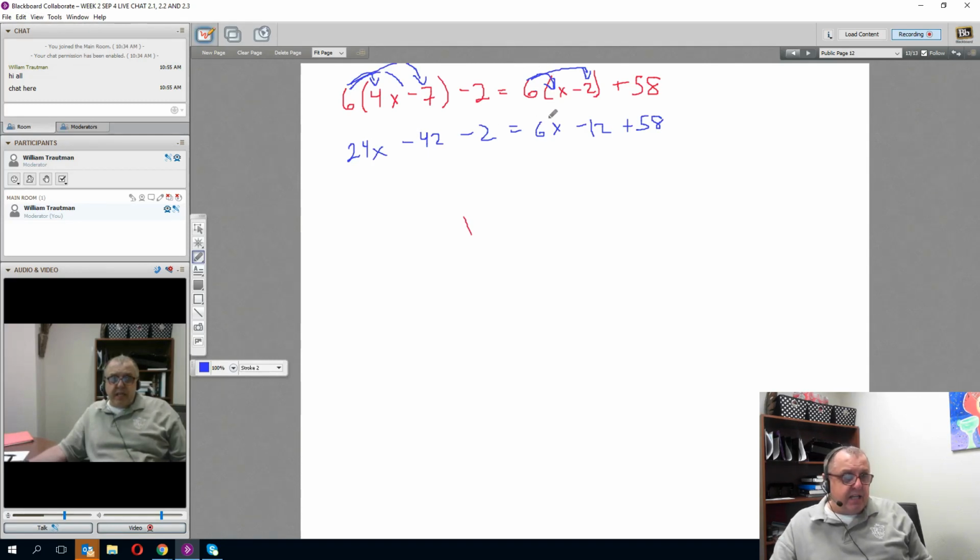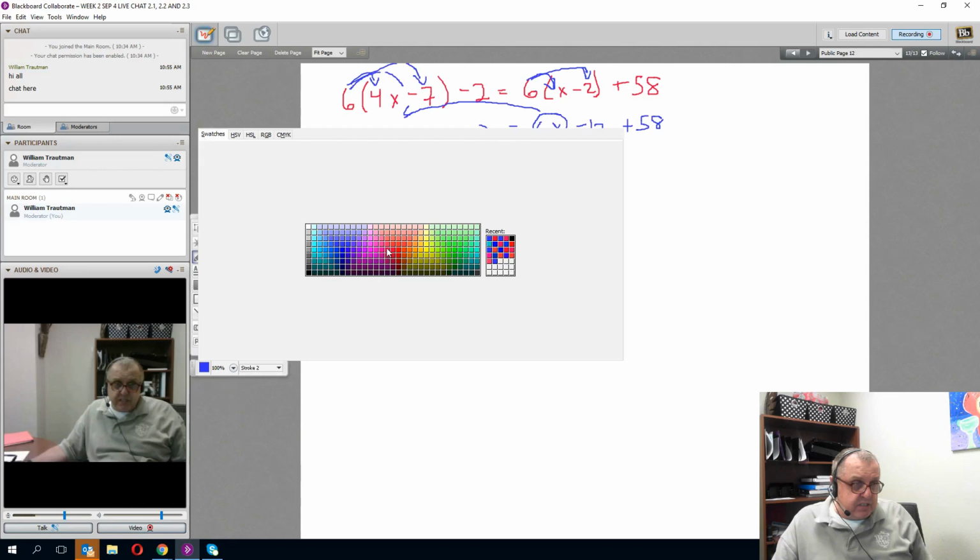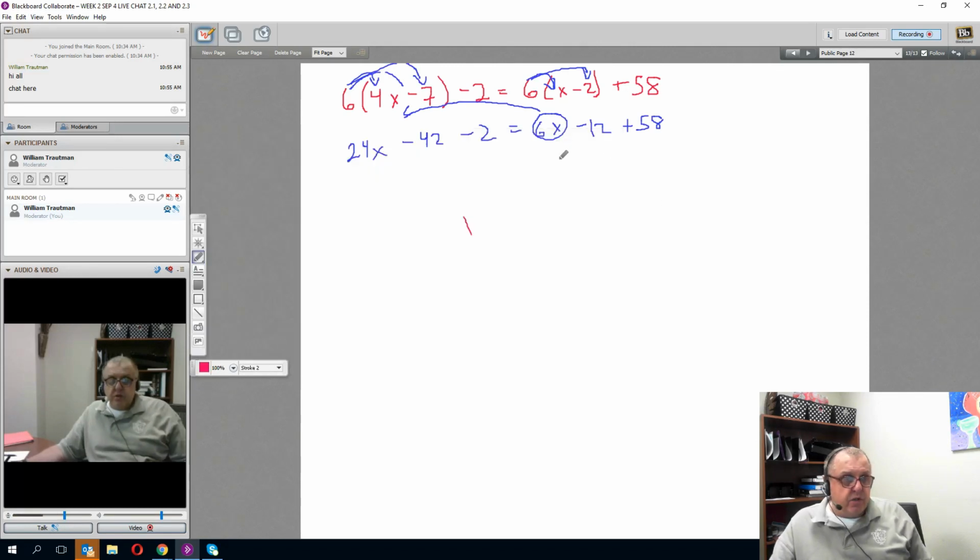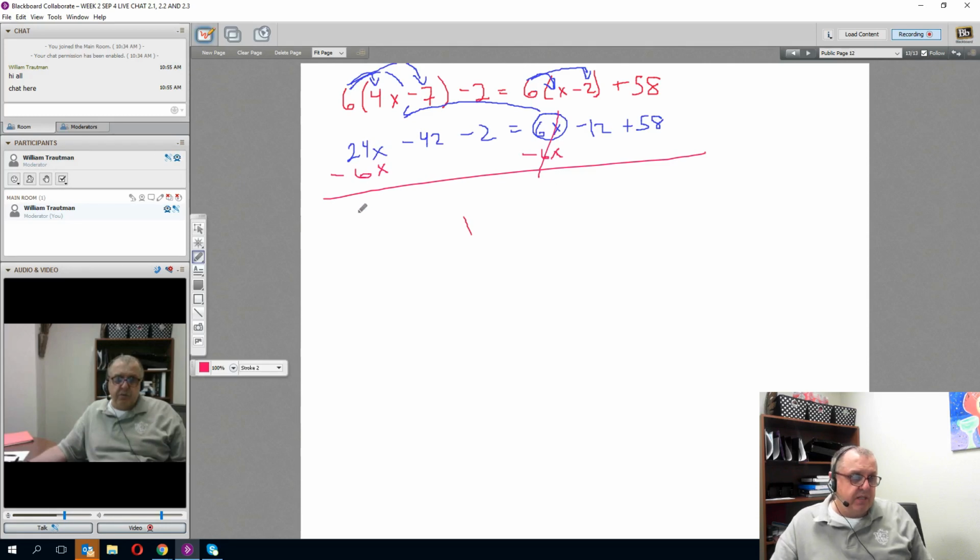Now I want to get the x's to one side. I like to keep my x's positive, so I'm going to take this 6x to the other side. It's a positive 6x, so I am going to subtract 6x. The opposite of plus 6x is a minus 6x. That turns to 0. 24 minus 6 is 18x.